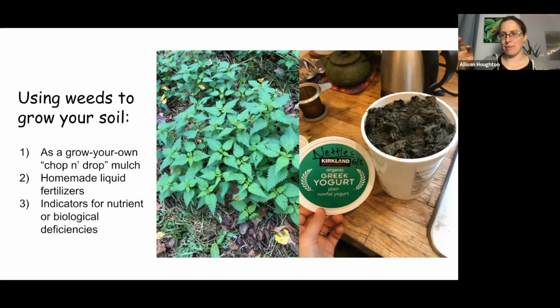You can take them, just take a bucket or a watering can, pop them into your bucket, fill it up with water, and let the water sit for up to 2 weeks. Then drain that liquid and use it to water your plants, and you're essentially getting a little bit of those trace elements from the weeds. You're also getting a little bit of that beneficial biology that was on the plant.